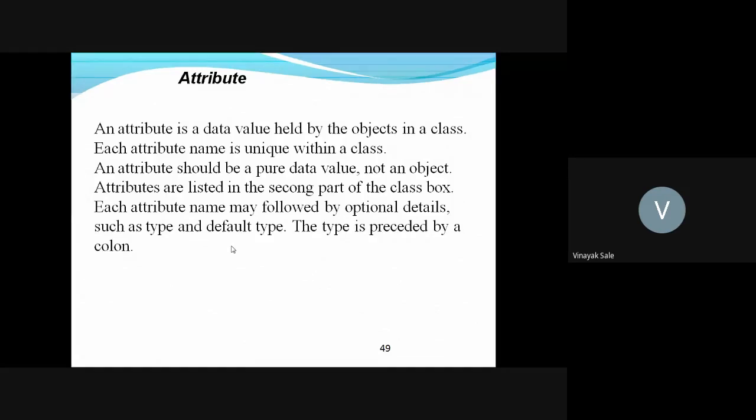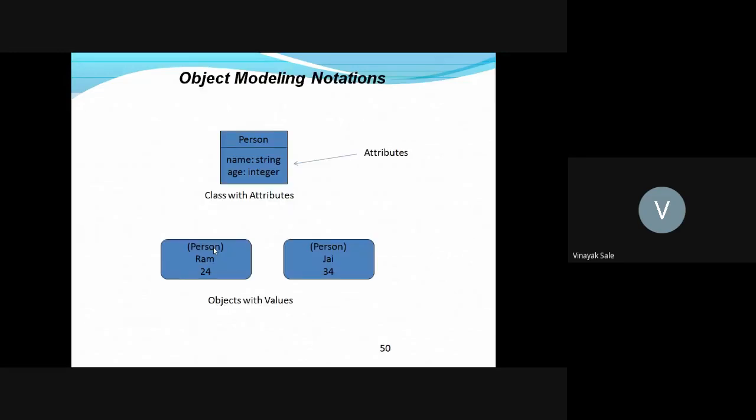Each attribute name may be followed by optional details such as type and default value. The type is preceded by a colon. Here, Person is the name of the class. Then these are the attributes: name and age, name in the form of string, age in the form of integer. These are the attributes of the class.